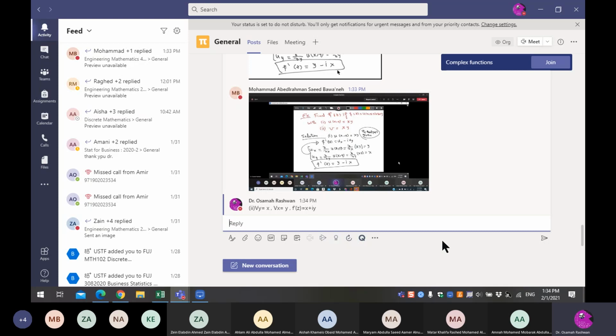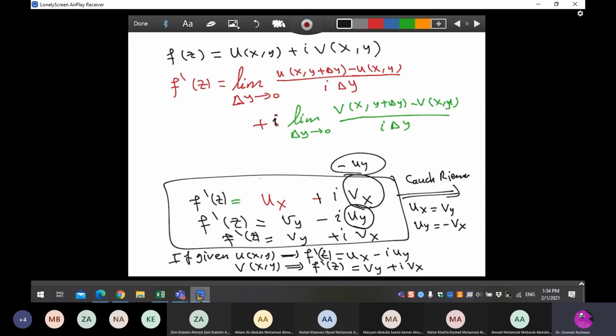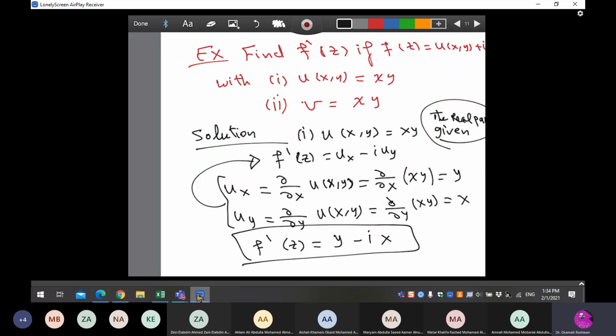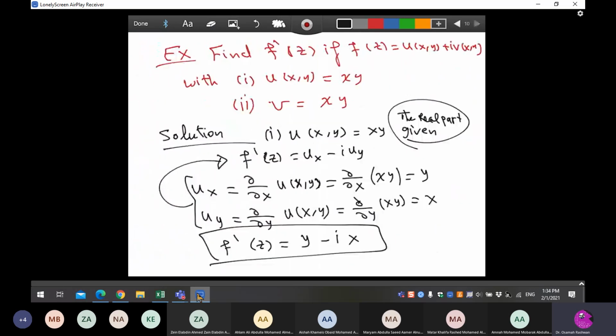Easy. Now we will go for a new concept coming from the Cauchy-Riemann equations also. Anyone of you remember the Laplace equation?